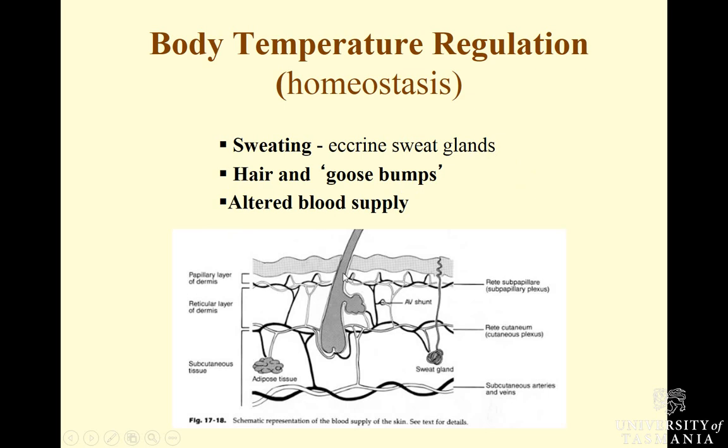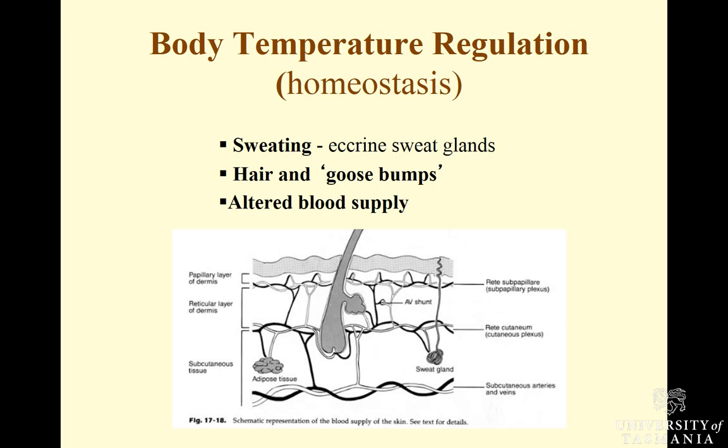Hair and goosebumps. We know our erector pili muscles are attached to hair follicles. When they contract, it makes the hair stand up on end. Now, because we're not particularly hairy, some of us anyway, when the hair stands up on end, you sometimes get these little raised ridges on your skin, which we recognize as goosebumps. So if you can't always see the hairs, but you see a goosebump, that's where a hair exists.